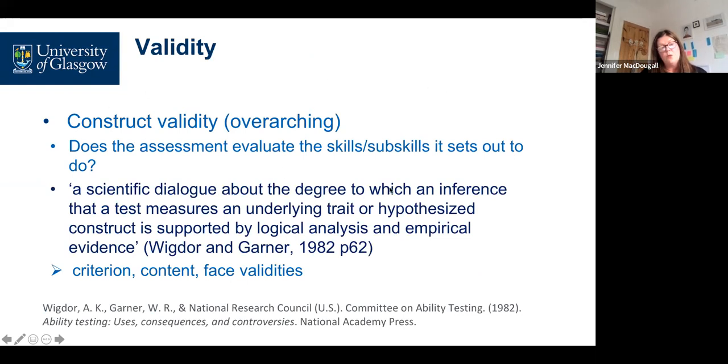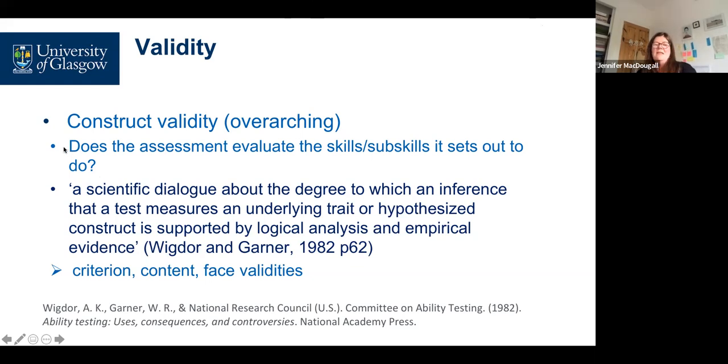So when we think about validity, what are we thinking about? Well, the main point about validity, I can't even read my own slides with all these things around. I think I need to turn off my chat.